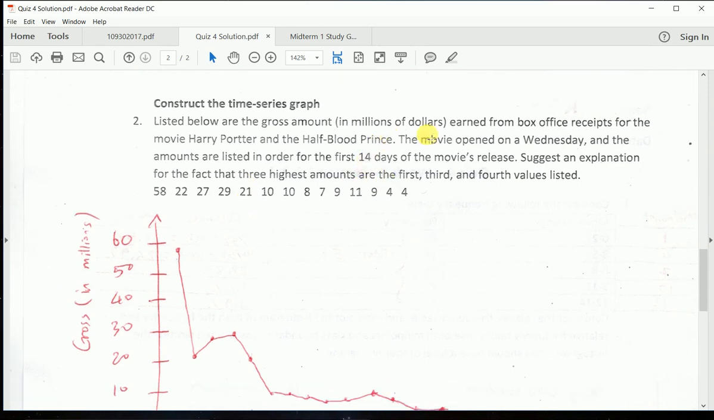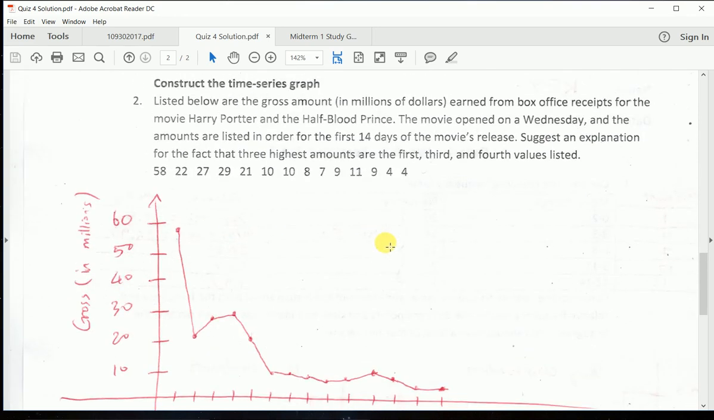This is in millions of dollars that we got for the first 14 days after the movie was released. And notice that the first day was on Wednesday, right? So Wednesday, Thursday, Friday, Saturday, Sunday, Monday again, and so on. Now we need to construct the time series graph first.